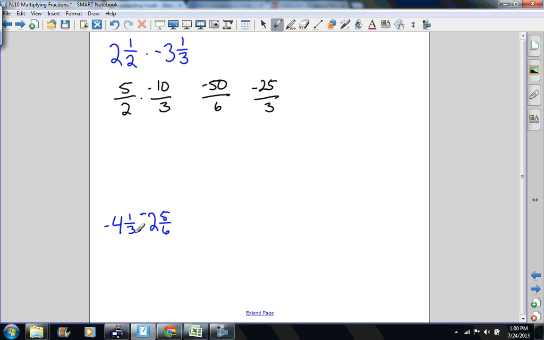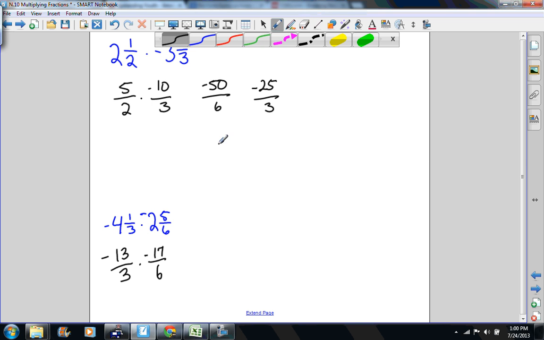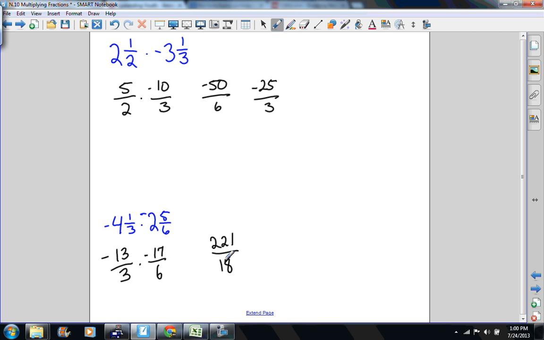Bottom, 4 times 3 is 12, plus 1 is 13 over 3. 2 times 6 is 12, plus 5 is 17 over 6. It's also a negative. Well, we have to do 13 times 17 here. So that's 221. So 221 over 18.